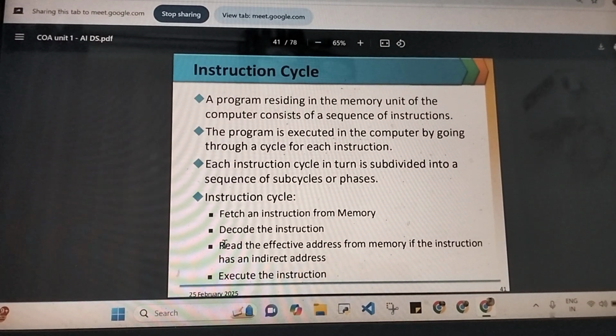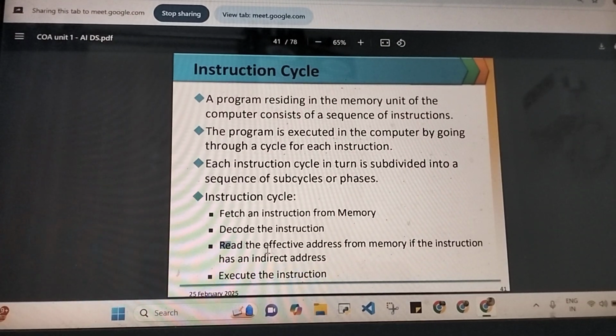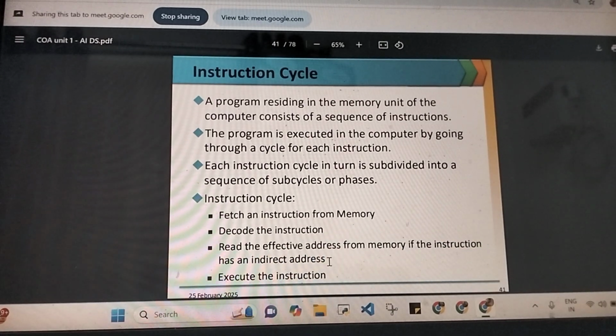And read is a sub-step of the decode step: read the effective address from the memory if it has an indirect address. If the address is a register address, it is already present in the CPU, so you will pick up the data from the register. But if the address points to a location in the main memory, you have to go there and pick up the data and come back. That is the read step.